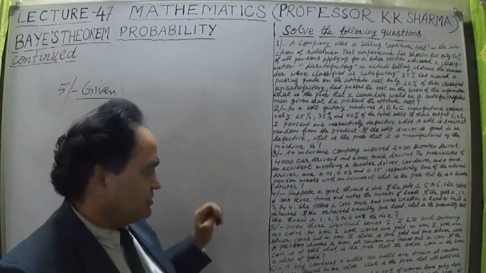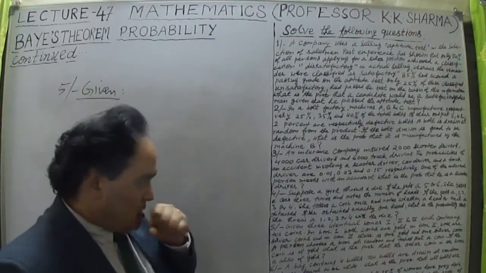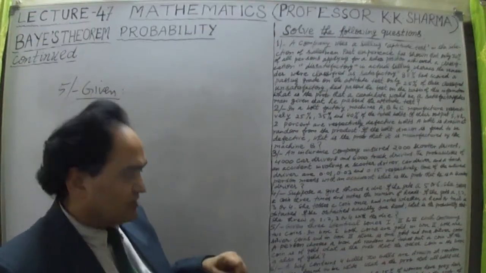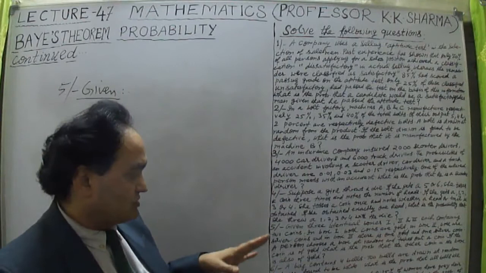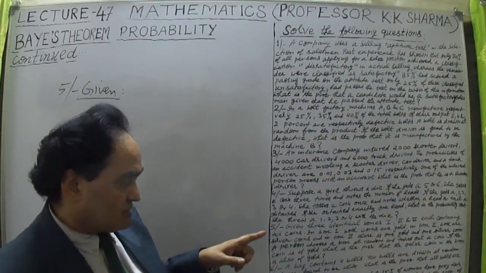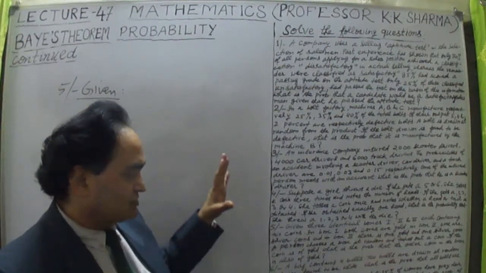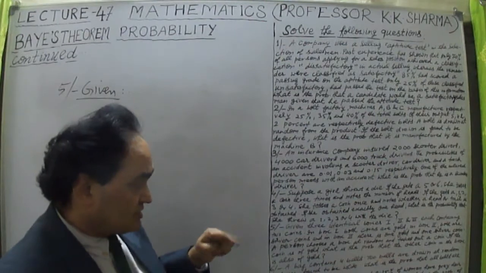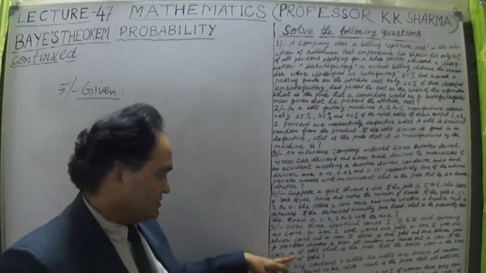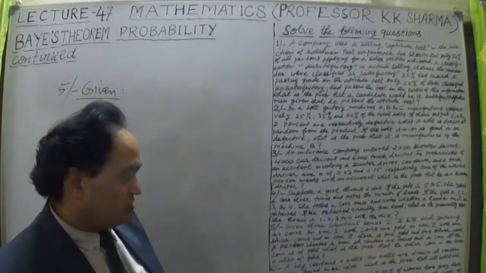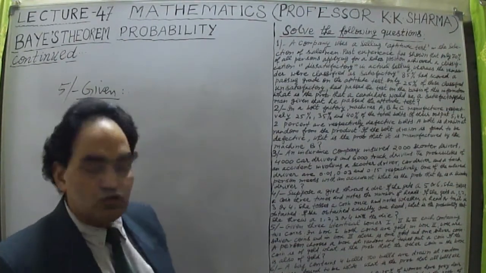Each box contains 2 coins. In box number 1, both coins are gold. In the second box, both are silver coins. And in the third box, there is 1 gold and 1 silver coin. Now a person chooses a box at random and takes out a coin. If the coin is gold, what is the probability that the other coin in the box is also gold?